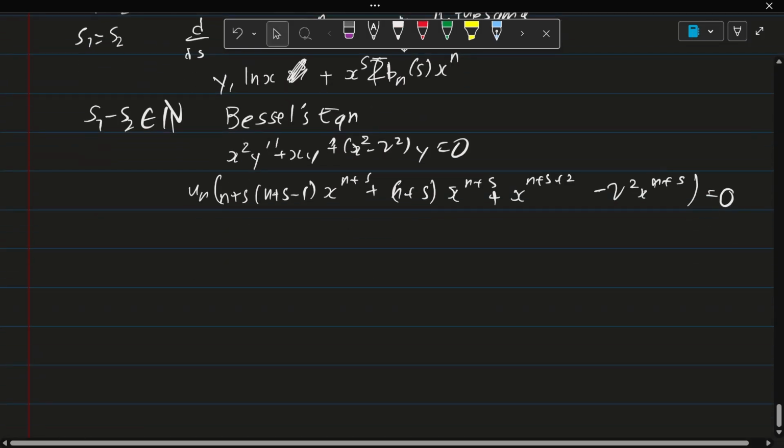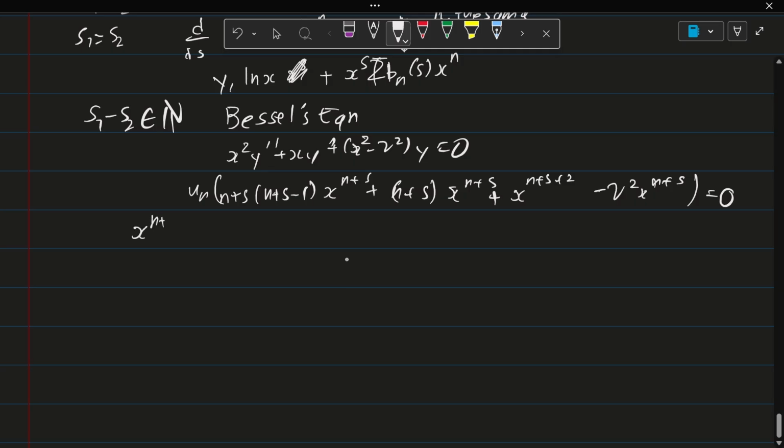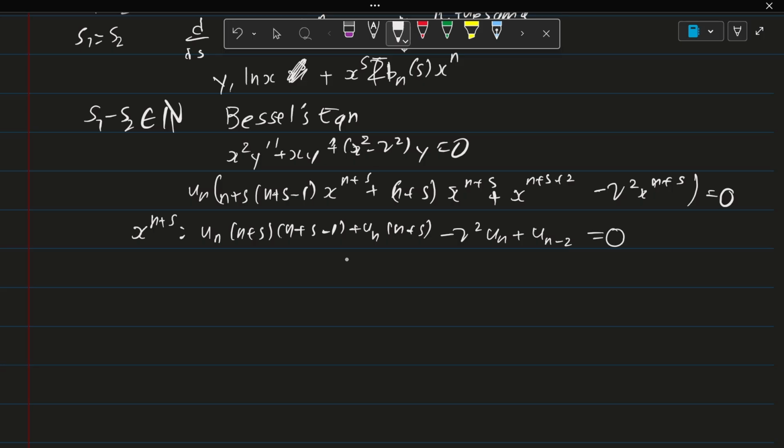Now if you refer to the coefficients of x^(n+s), this would become u_n (n plus s)(n plus s minus 1) plus u_n (n plus s) minus v squared u_n plus u_(n minus 2). And this must equal 0, right? So this would be simplified further into something like this, with the minus v squared there, which is equal to negative u_(n minus 2).